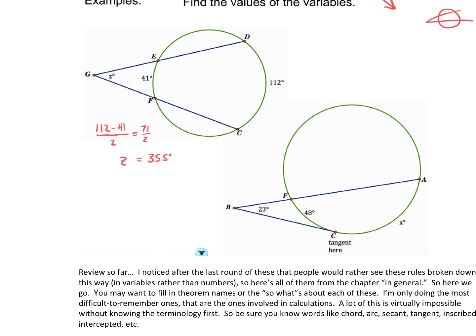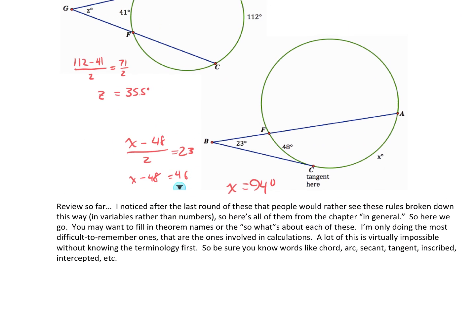So we'll just do x minus 48, divided by 2, is supposed to equal 23. So 46 is going to be x minus 48. 46 plus 48 is, drumroll, 94. Okay, hope I didn't make any arithmetic errors this time.